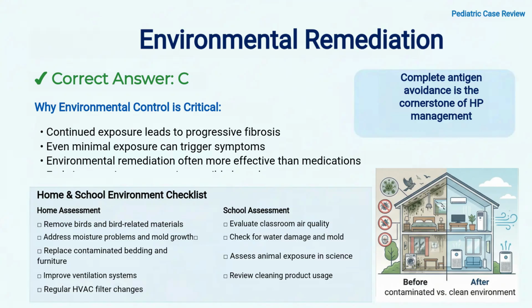The home and school environment checklist includes removing birds and bird-related materials, addressing moisture problems and mold growth, replacing contaminated bedding and furniture, improving ventilation systems, and performing regular heating, ventilation, and air conditioning filter changes. School assessment should cover classroom air quality, water damage, and animal exposure in science labs.